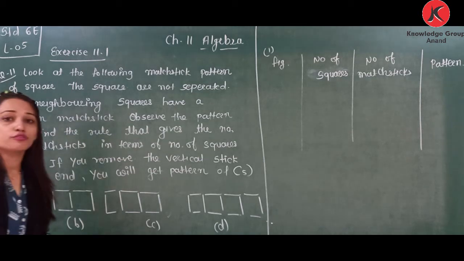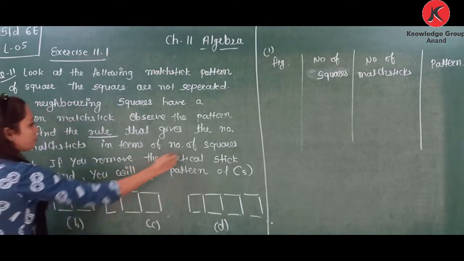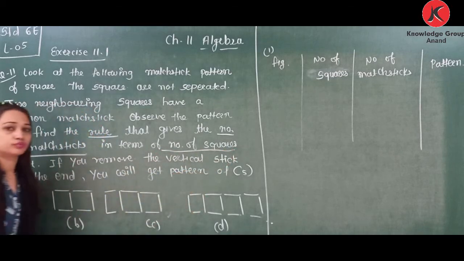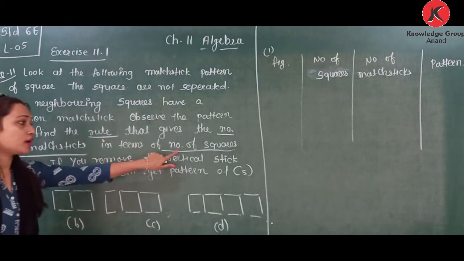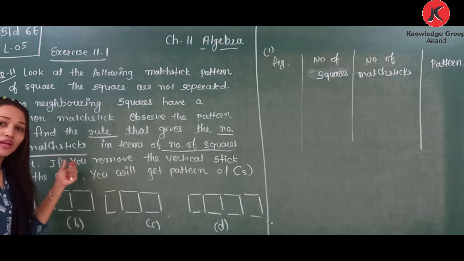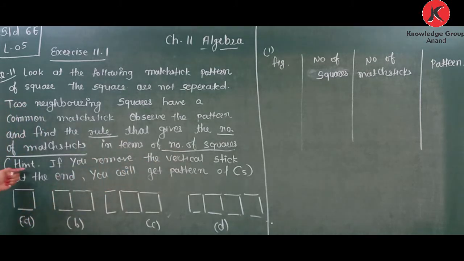What do we need to find? We need to find the rule for the number of matchsticks in terms of the number of squares. So for how many squares, how many matchsticks are required, we need to find in terms of the number of squares. Here one hint is given so you will understand how we can find the pattern. If you remove the vertical stick at the end, you will get the pattern for C.